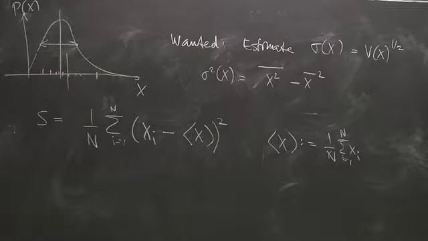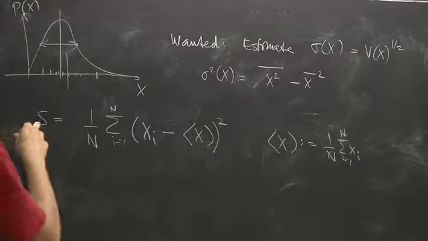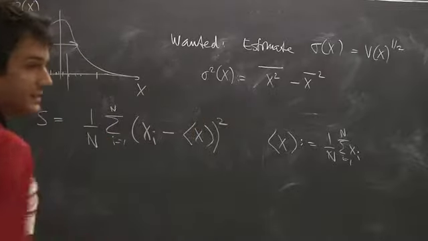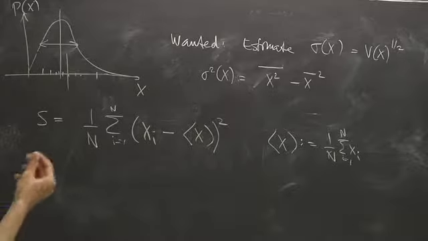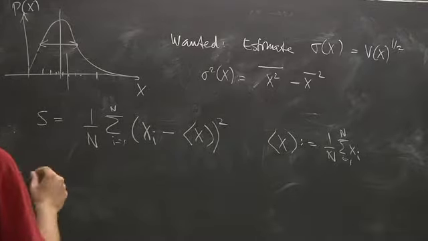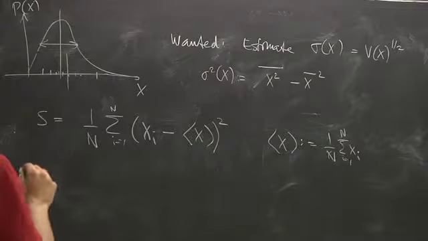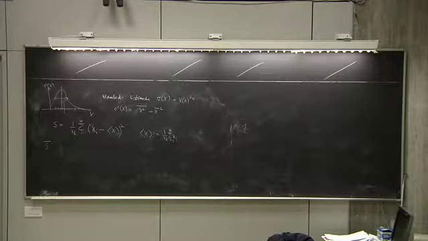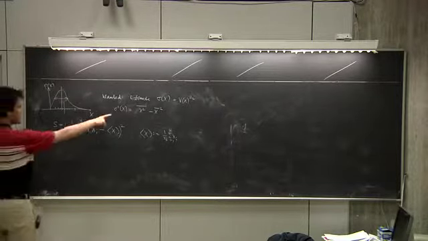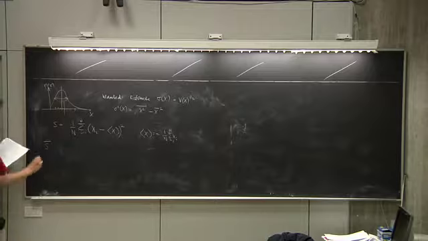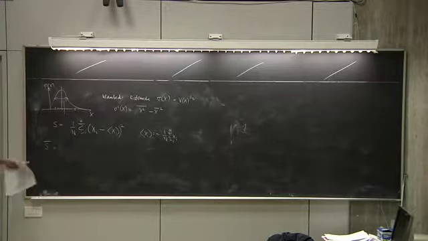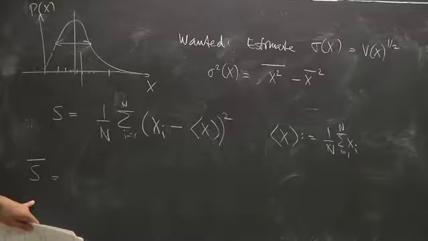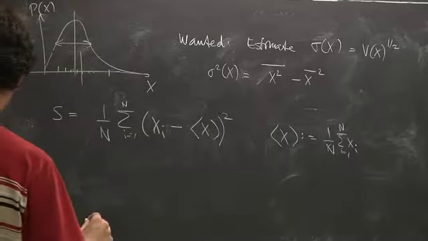Okay? Now we will see that this is not exactly the best estimate of this. And that's something a little less trivial than what we did before. So let's compute the expectation value of this S, which is supposedly an estimate of this. You haven't seen that before, no? This calculation. Good. Okay.